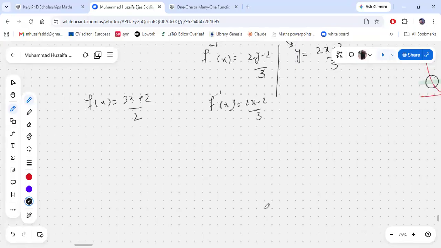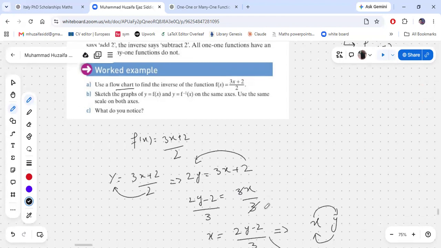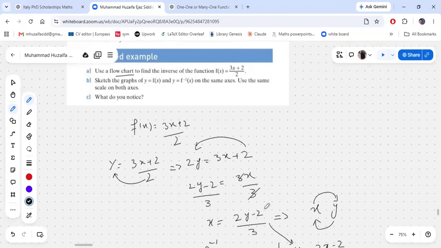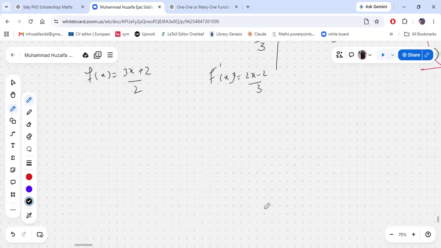Now our second step is to sketch the graph of the function and its inverse on the same axes, using the same sketch on both axes, and notice what happens. Before this, we did the graph, so we put in different points. Our y is equal to 0 plus 2 over 2. This is 0, so this is the point 0 and 0.